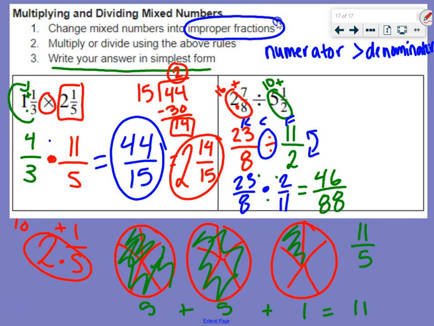And if we look, these are both even numbers, so we can divide both of these by 2 to simplify. 46 divided by 2 is 23. 88 divided by 2 is 44. And now that fraction is in simplest form. And it is a proper fraction, not an improper fraction, so we don't need to change it to a mixed number.